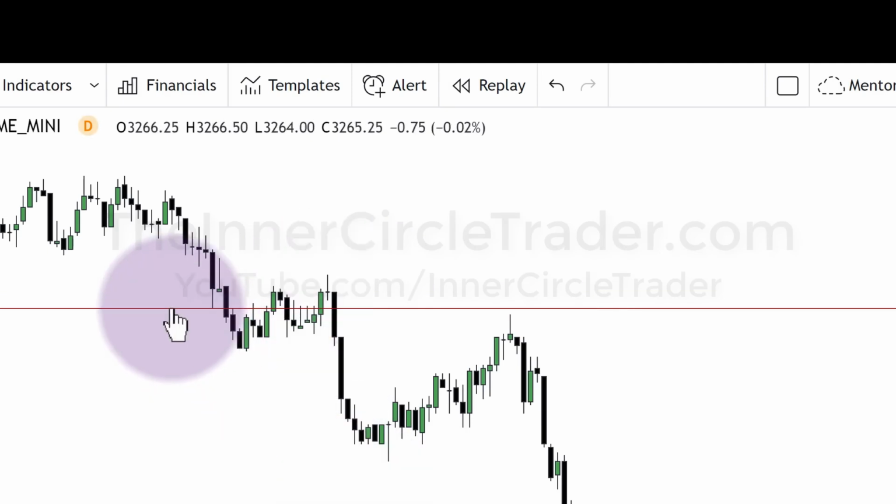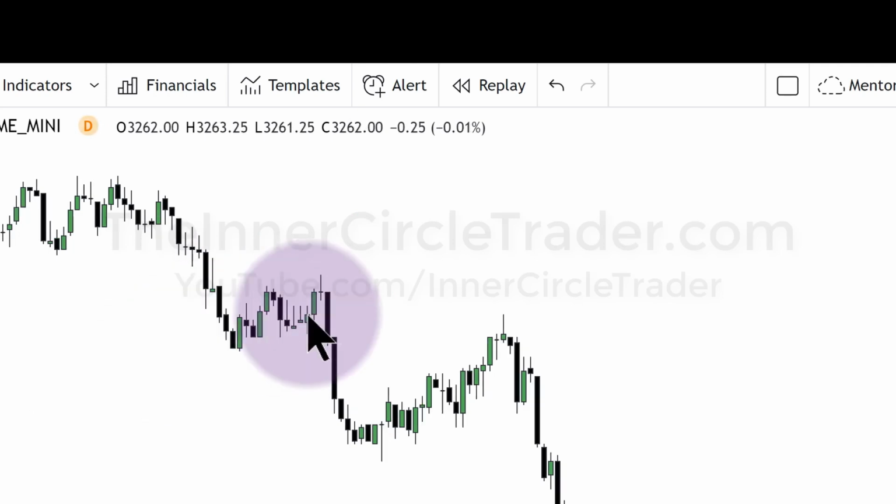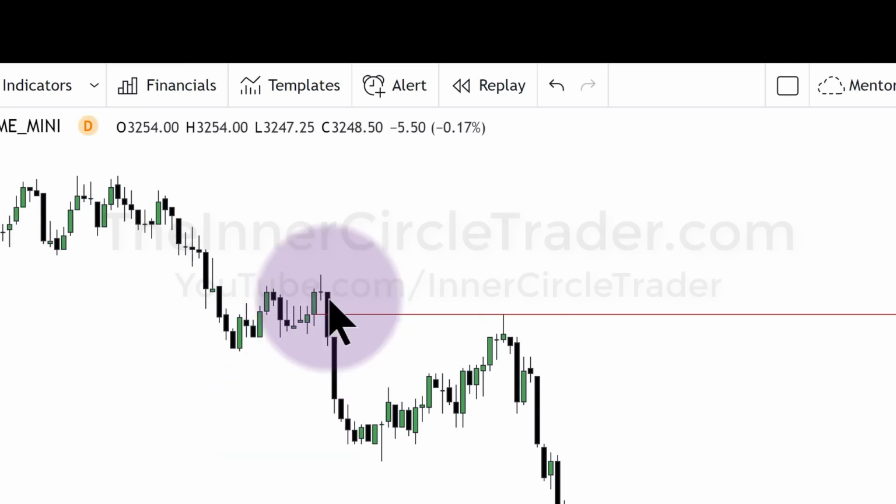So we can take this off and then add right on the body of that candle, right there. The open on this candle comes in at, now watch this price right here, 32.56 even. The high on this candle comes in at 32.56 even.